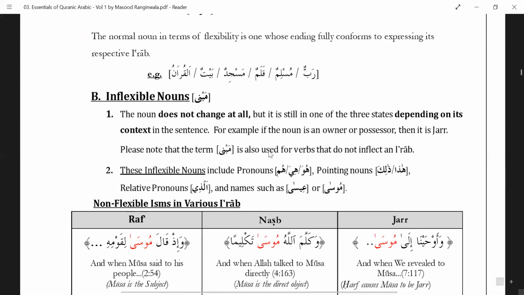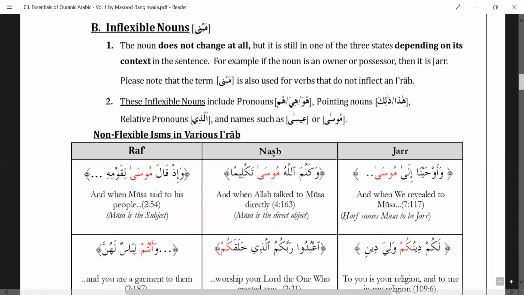So the one which is fully flexible is where the endings will completely change, like the example of rabbun. You can say rabbun, rabban, and rabbin. All the three endings can come. Same goes for all these examples mentioned here. But inflexible will not change at all. So based on the context, you will identify whether it's rafa or it's nasb or jar. They will look the same.